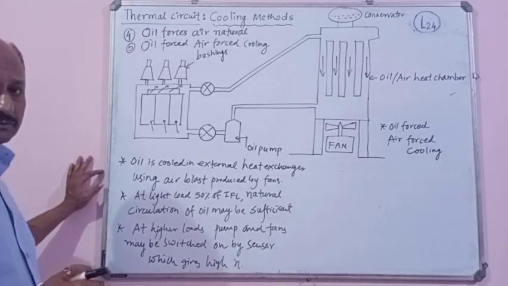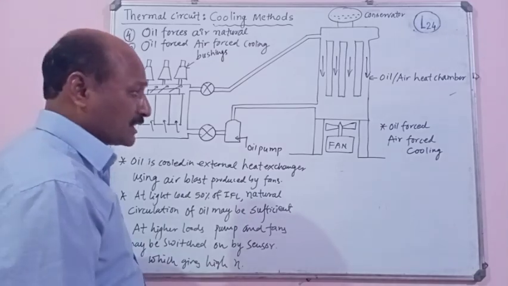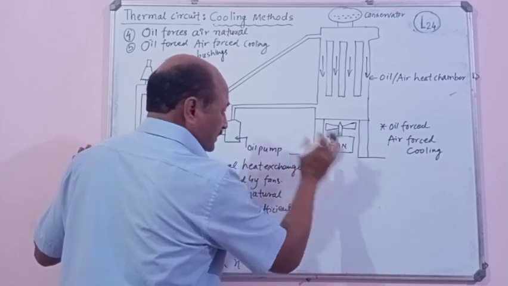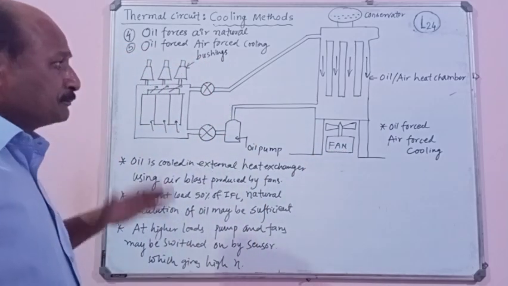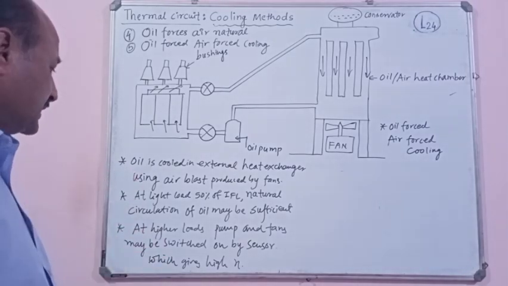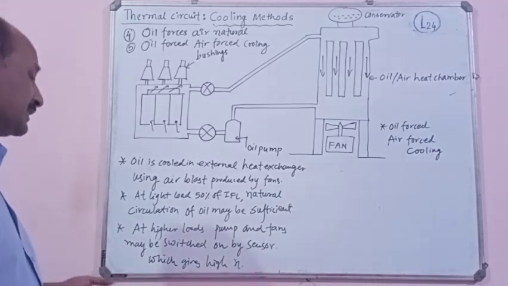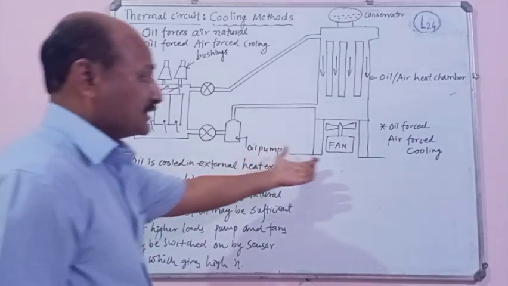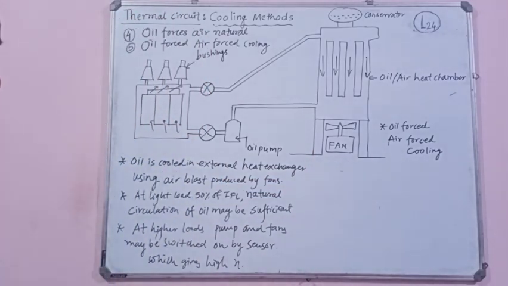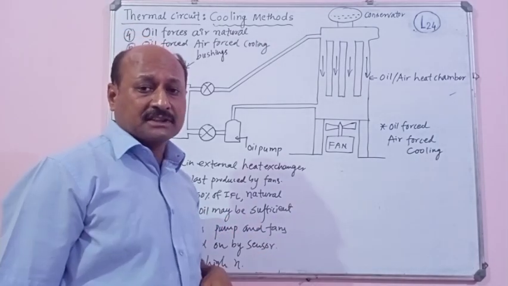At light load, whenever the transformer is loaded to about 50%, under that condition we don't need to switch on the oil pump as well as the fan. Why? Because under that condition very little loss occurs and less heat is generated. But whenever the transformer is fully loaded, under the higher load, we have to switch on the pump as well as the fans by using sensors, which gives higher efficiency. So this is the fourth and fifth cooling method. Now see the sixth method.